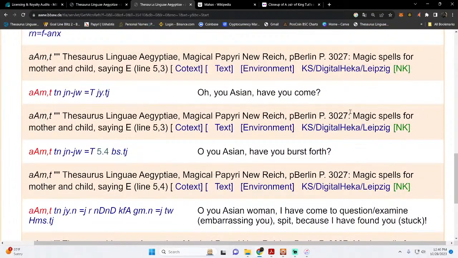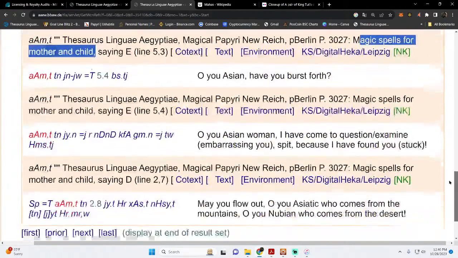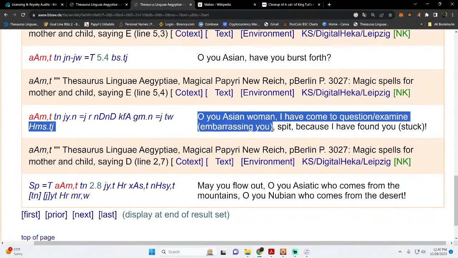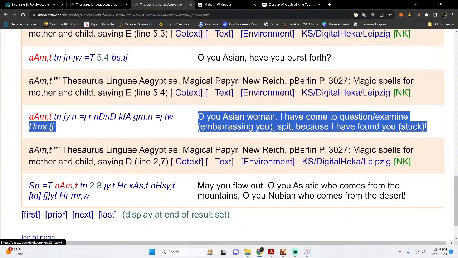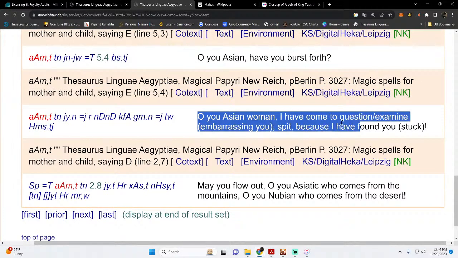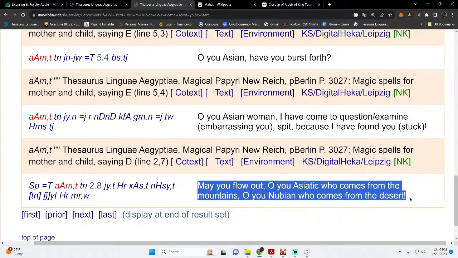Again, we have to keep the categories we're looking at. Like this is a magical spell from a mother to a child. So this ain't the political view. See what I mean? Oh, you Asian woman, you have come to question and examine, embarrassing you. Spit, because I have found you stuck. So even in their magical spells, they're saying Asian women is puzzled here. Oh, you Asian woman, I have come to question, examine, embarrassing you. May you flow out, all you Asiatic. It says, who comes from the mountains, all you Nubian who comes from the desert.